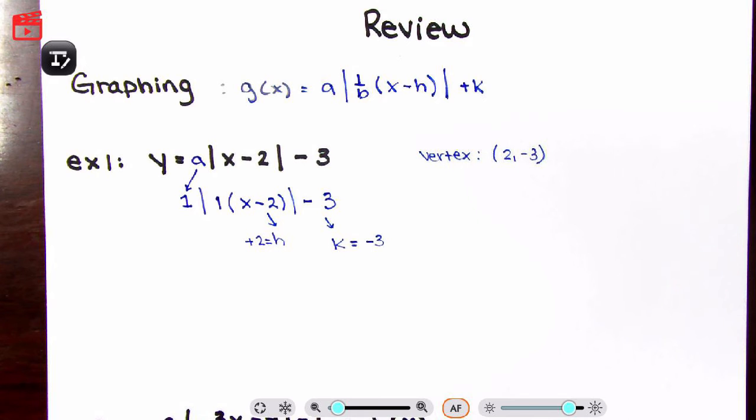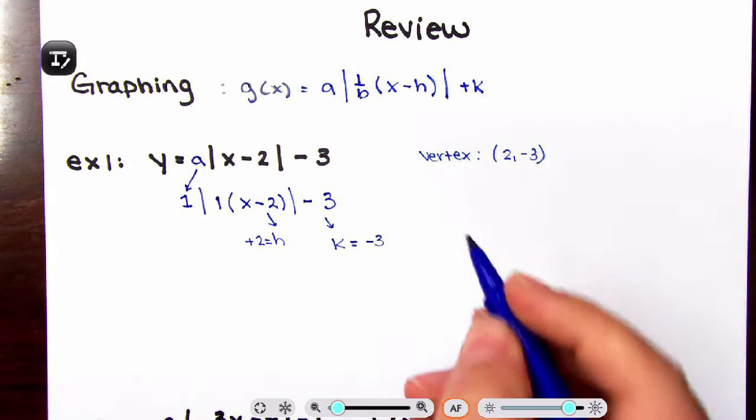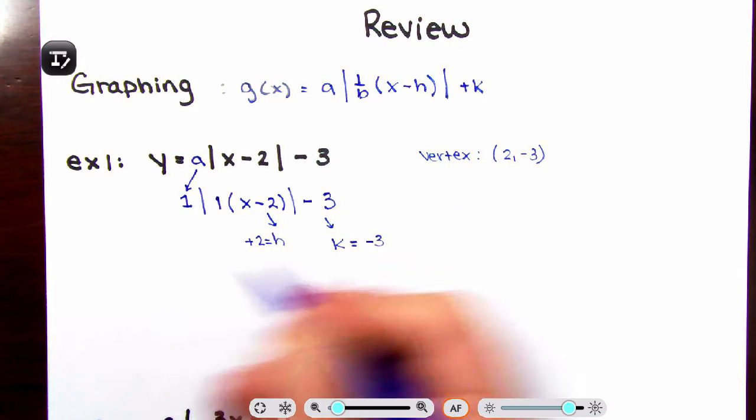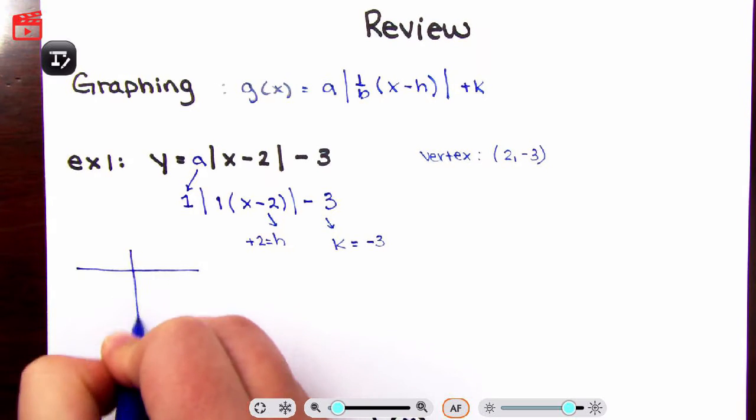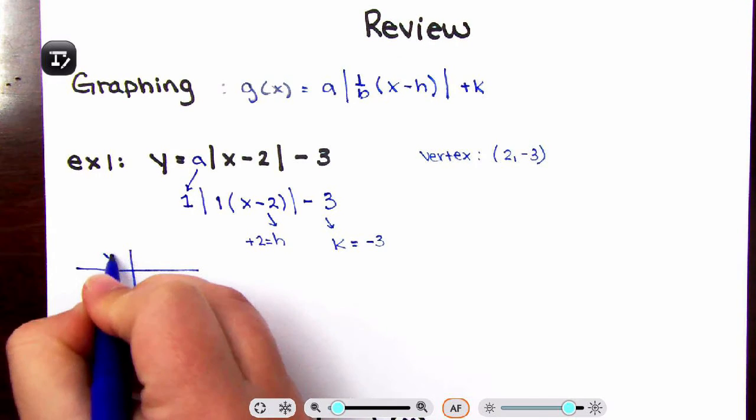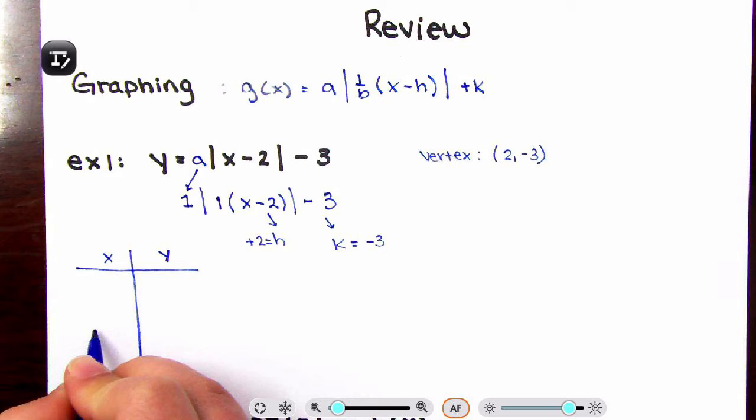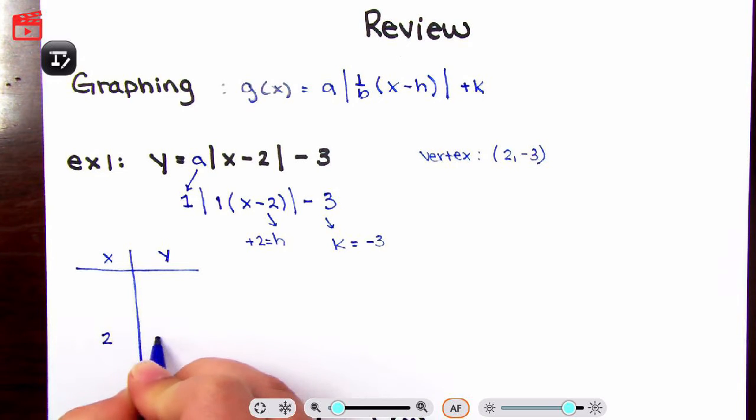Step number 1 and 2 we already did. Step number 3 is create a t-chart. Let's do that here, so that way I have some space on the other side to graph. Here's my x, here's my y. You're going to put your vertex in the middle, so 2 and -3 is in the middle.